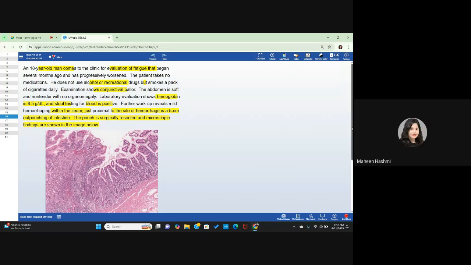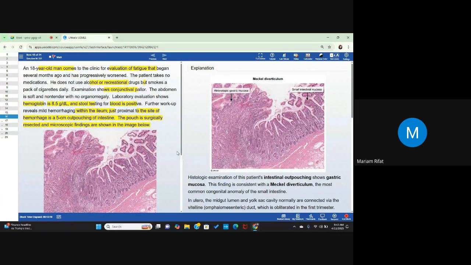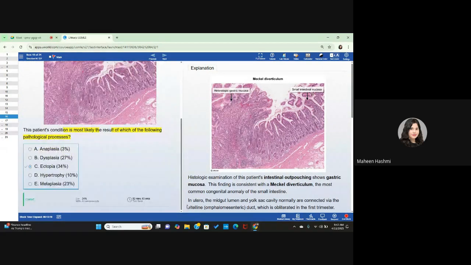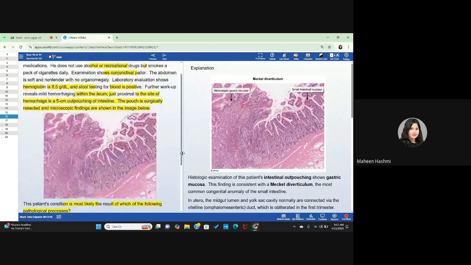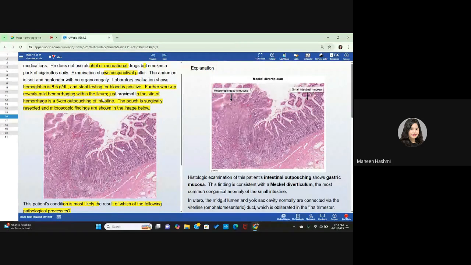All right. Okay. So let us go down and see. So the answer is ectopia. Yeah, it's ectopia, not anaplasia, not dysplasia. So again, it was an intestinal outcropping and showed gastric mucosa. Again, we talked about how those patients also have bleeding present in the stool. They said a 5 centimeter outcropping.